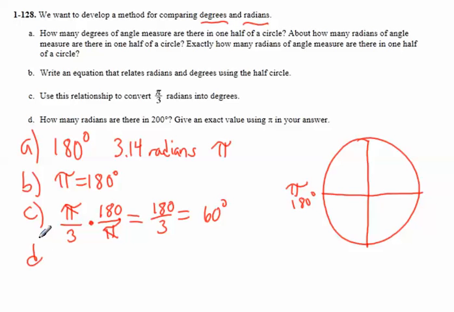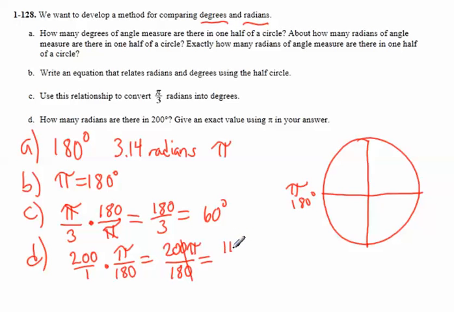Part D, how many radians are there in 200 degrees, given an exact value? Now we'd like to convert from degrees into radians. So we want our radian value on the numerator of the giant 1, the fraction, so that we end up with pi back again. Multiply across the top and that's 200 pi over 180, and we can simplify that, divide by 10. That makes 20 over 18, which would be 10 pi over 9. Got to remember those fractions. Fractions are very important in trigonometry.